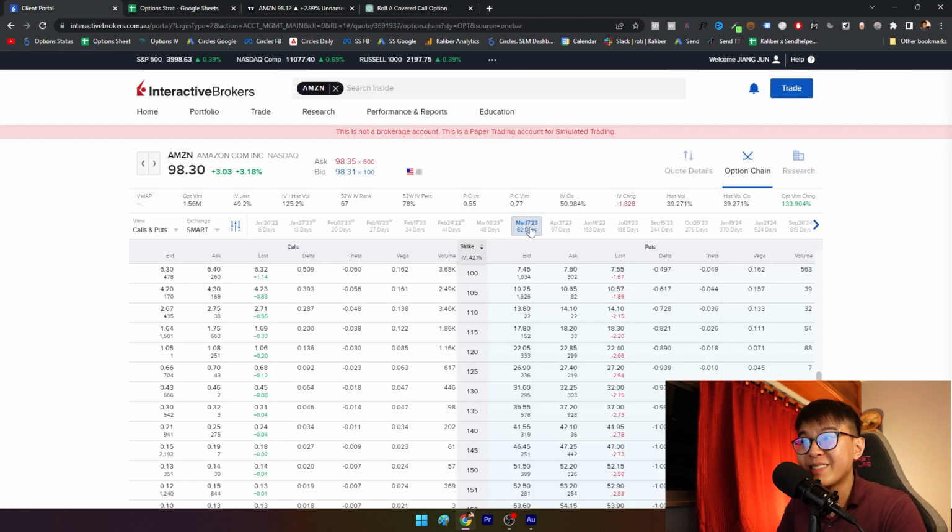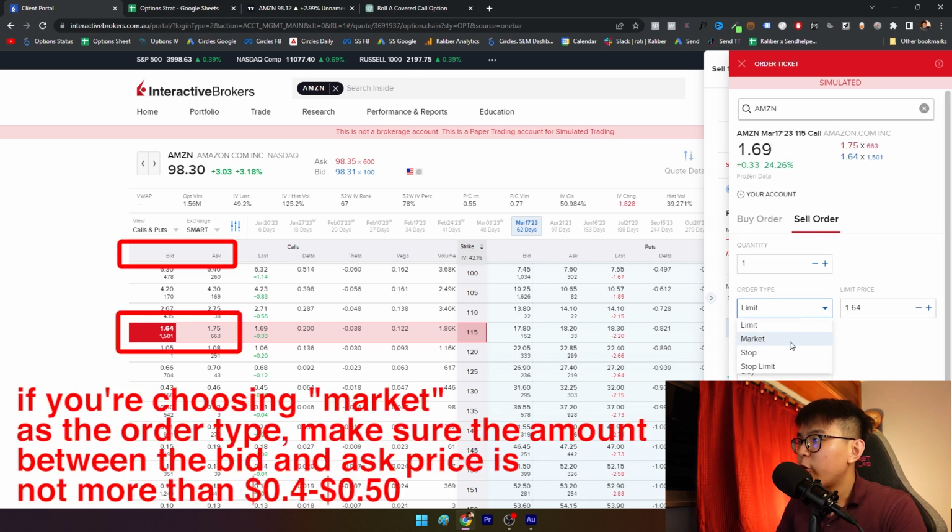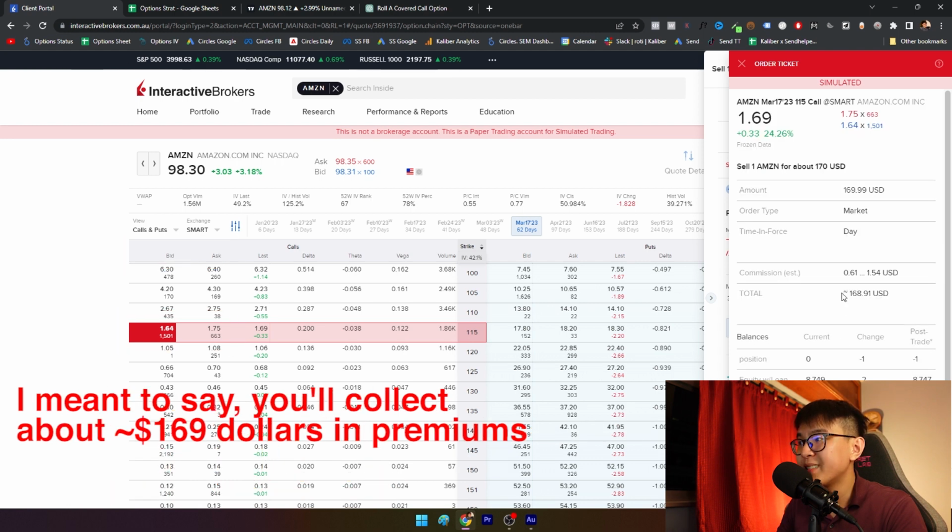I'll now choose the date of 17 March. I can scroll down to the strike price of 115, and if I click sell over here, click order over here, make sure you click sell, quantity click 1. For order type, for beginners, I think you can choose market, it's fine. Click on preview, that will be about $169.